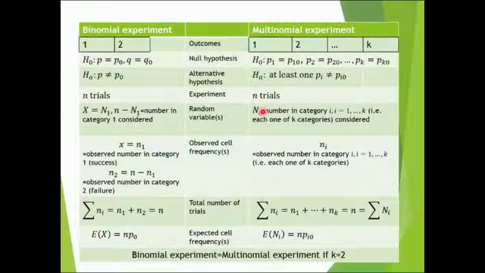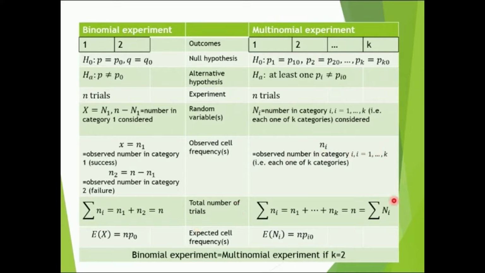What do we observe? We observe cell frequencies in both cases. The number of successes in the case of the binomial experiment, we know that N1 is the number of successes. It's a number in category 1, and the number in category 2 then is the total minus the number of successes. The same principle is used for the multinomial experiment, but there we will have N1 for category 1, N2 for category 2, up to Nk for category K. Of course, the total number of trials being N in both cases means that your number of successes and number of failures add up to N.